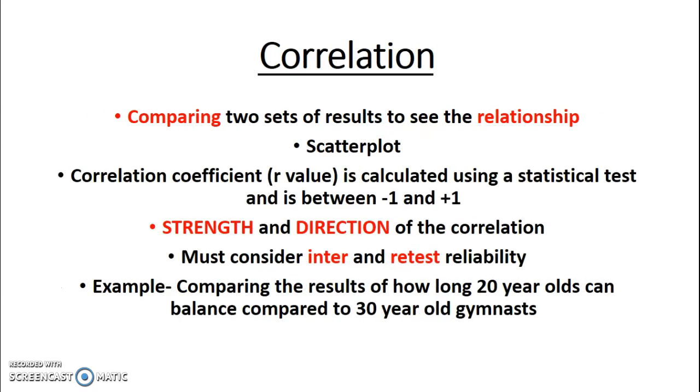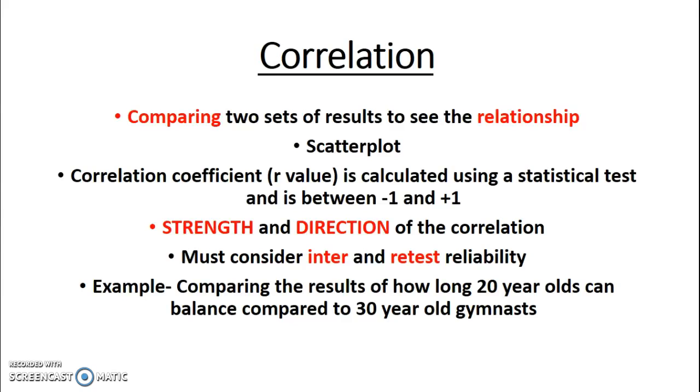Next one is correlation. Correlation is comparing two sets of data or results to see a relationship. The word relationship is important because that's what you're trying to find. You're trying to see if you can find a positive or negative relationship between the data. The way it's collected is by scatter plot. So that's like a graph where you analyse the way the graph is moving, so you can see how the results are affected, and if the two different results are matching up to each other or completely different.